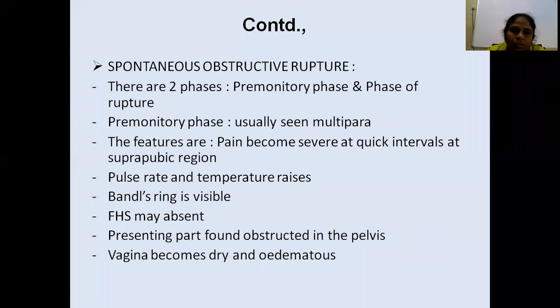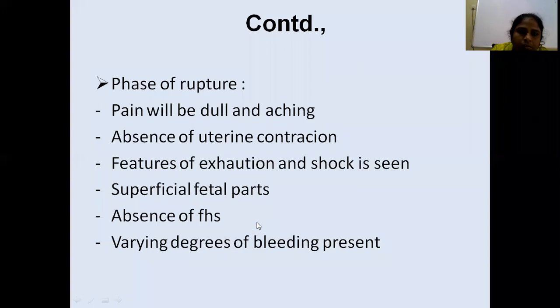So in a rupture, there will be two phases, premonitory phase and phase of rupture. Premonitory phase means continuous severe pain, pulse rate and temperature raised, Bandl's ring visible, absent fetal heart sound. In the phase of rupture, pain will be dull, aching, with absence of contractions and features of shock.